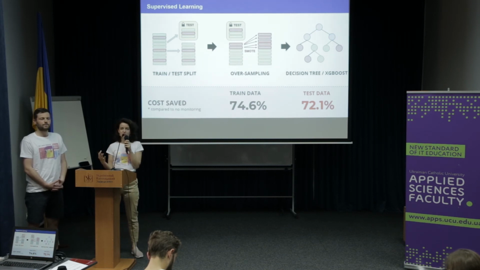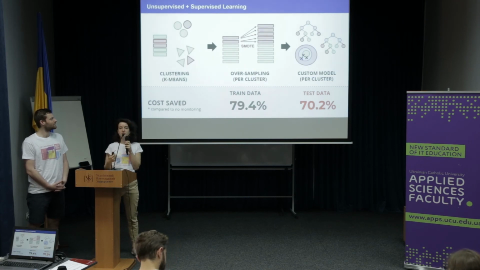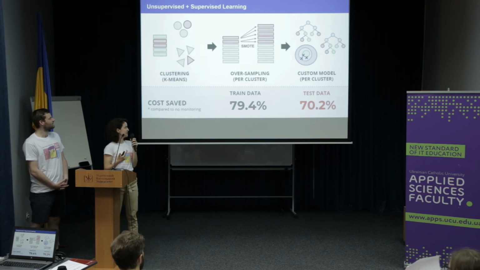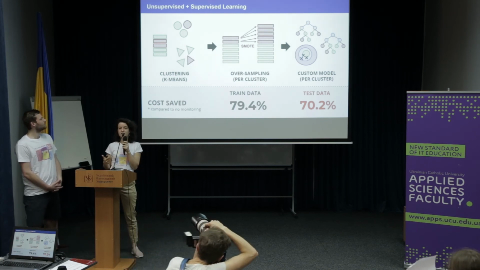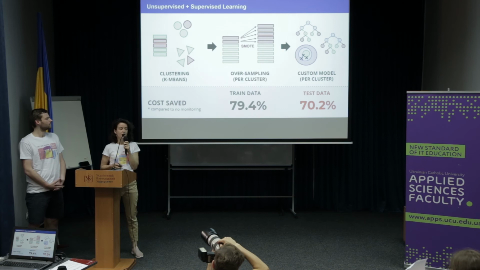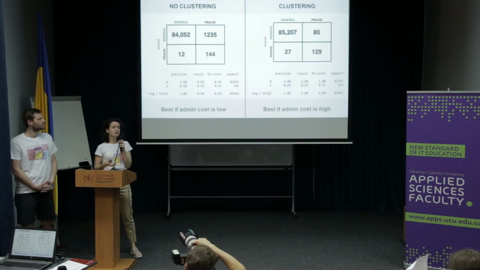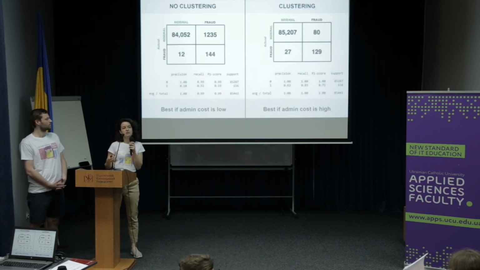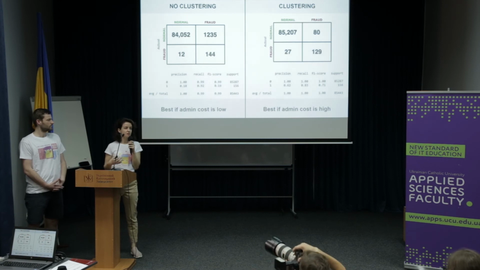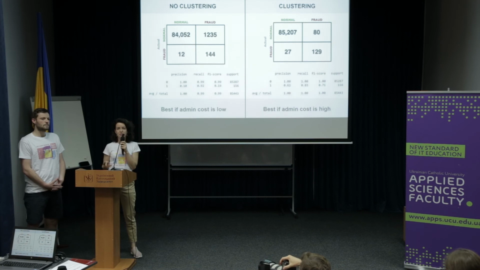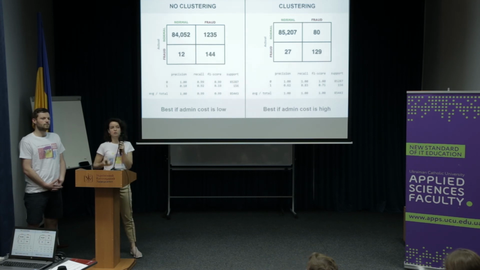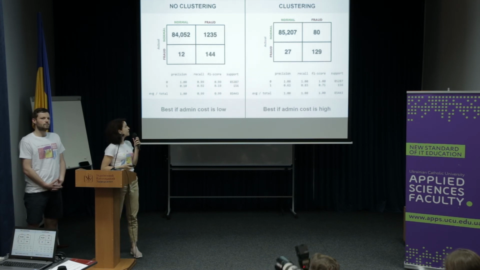But we wanted to take things further, and so we paired this approach with first splitting our transactions into clusters, and then oversampling within each cluster and fitting a custom model and a custom threshold per cluster. And while both approaches yielded very similar results, we saw that one model would be best if the cost to investigate was high, and another model would be best if that cost was low. So it really depended what the cost of investigation would be in a particular bank in real life.